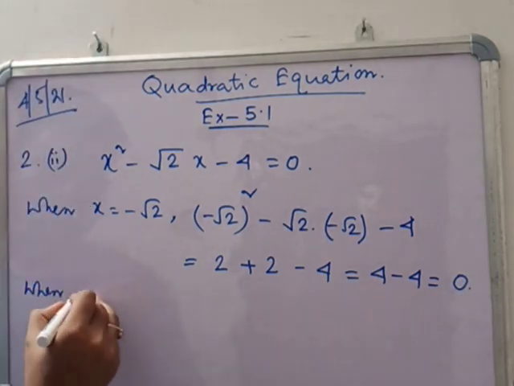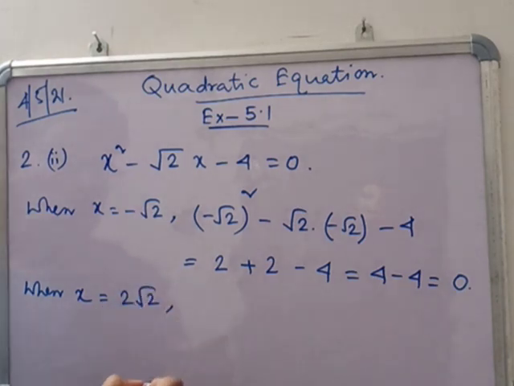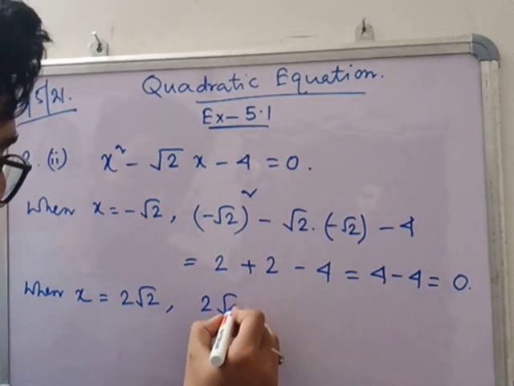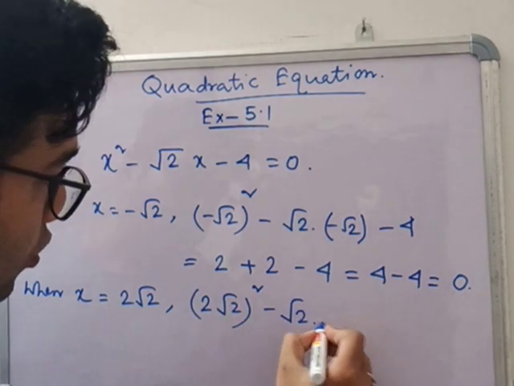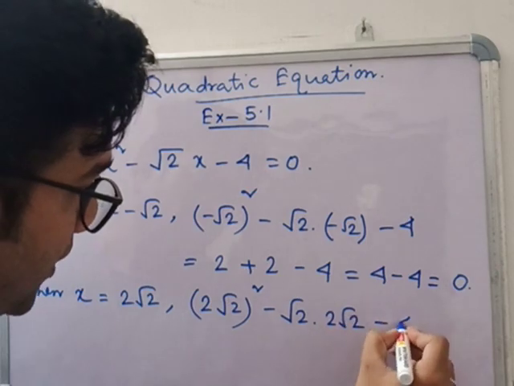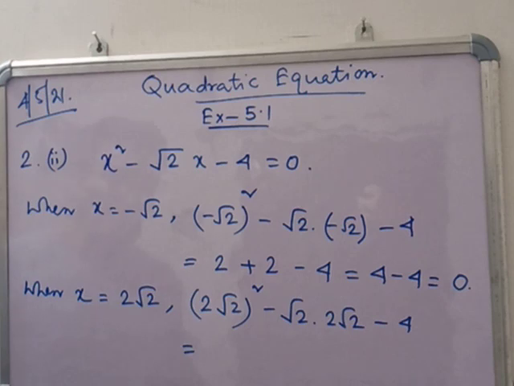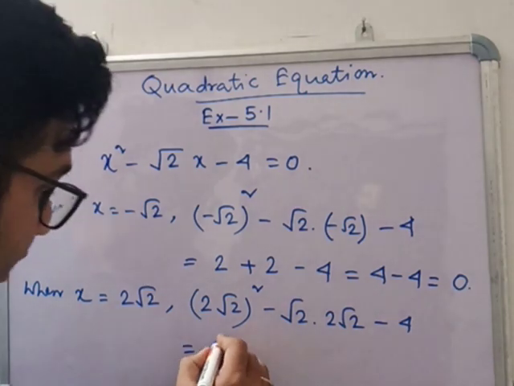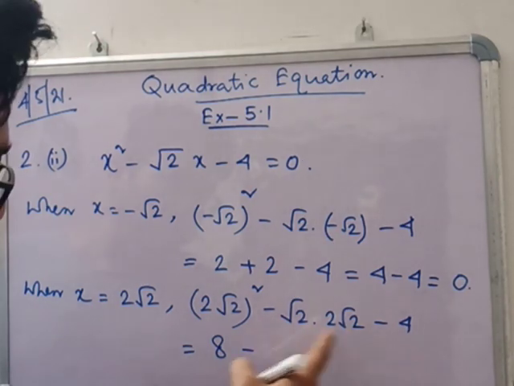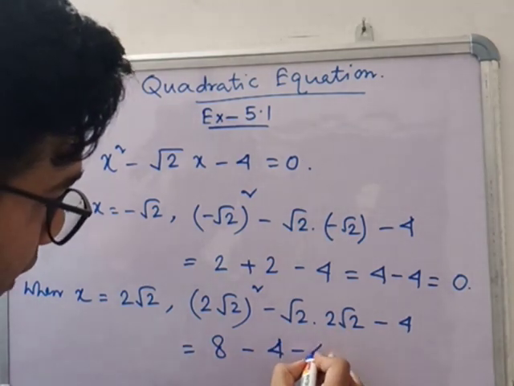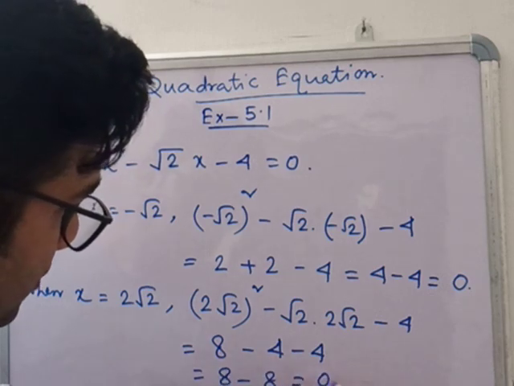When x equals 2 root 2, we get 2 root 2 square minus root 2 into 2 root 2 minus 4. So 2 root 2 square means 2 square is 4, root 2 into root 2 is 2, so 4 into 2 is 8. Next, 2 and root 2 into root 2 is 2 and 2, 4, and minus 4. That means 8 minus 8 equals 0.